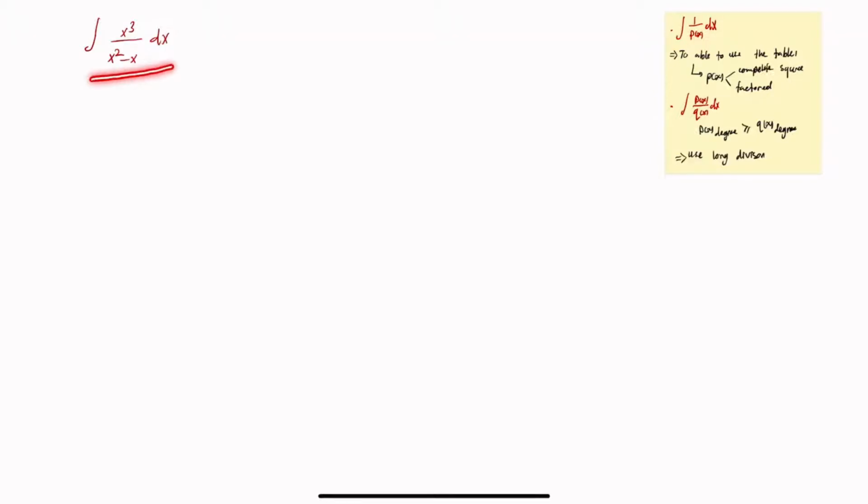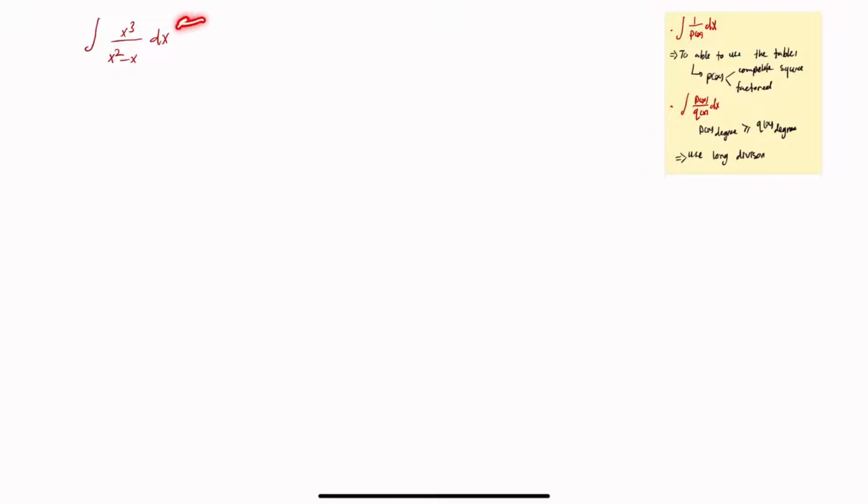Here we want to find the integral of x cubed over x squared minus x dx. This is a polynomial divided by another polynomial, so we're going to use this one in here, the integral of p of x over q of x dx. To find this integral, first, if the p of x degree is larger than or equal to q of x degree, then we can use long division.